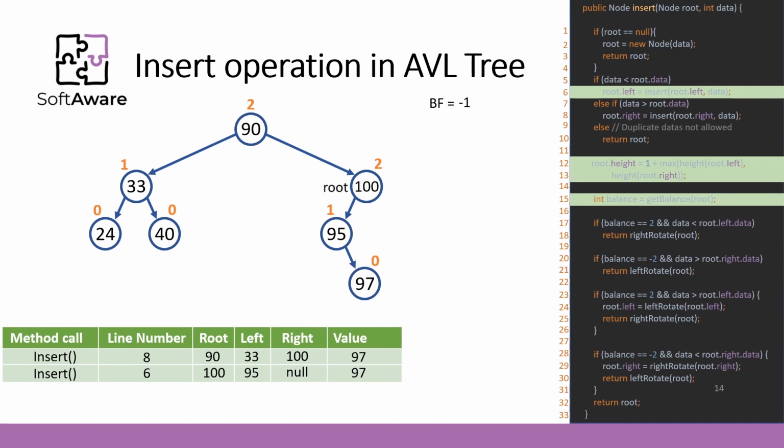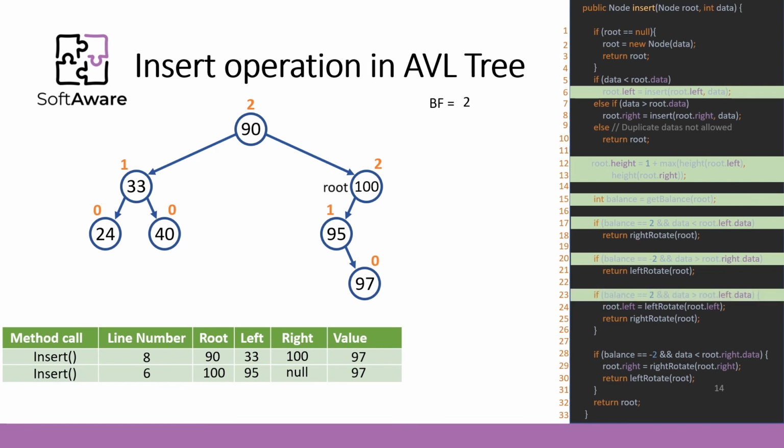This means the violation is at the left subtree, and now we need to determine whether we have a left-left case or a left-right case. Here, if data were smaller than the root's left data, then we would be sure that it is a left-left case. But the data is bigger than the root's left data, as 97 is bigger than 95. So we skip this if statement and go next. The balance factor is not -2, so we skip this statement as well and get to the next one. At this one, our balance factor is 2 and our data is bigger than the root's left data.